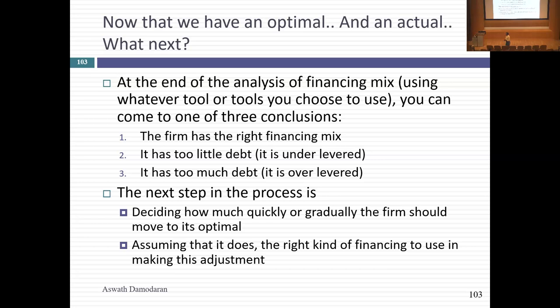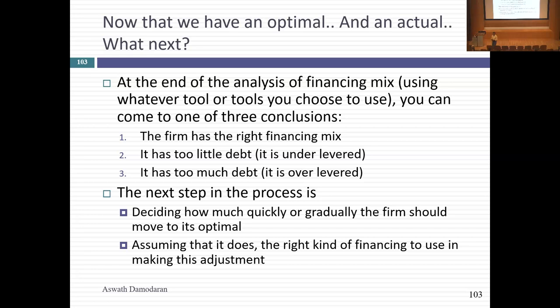At the end of the analysis, there are only three possible conclusions. You're under-levered, you're over-levered, you're correctly levered. There's no fourth conclusion. If you can come up with a fourth conclusion, I'd love to see what it is. But that covers the spectrum. So now that you've come up with that number, what do you do next? First, you have to decide whether to move to the optimal. It's a choice, right? And I'm going to argue that in some companies, you might choose not to move to the optimal because the payoff is not enough.